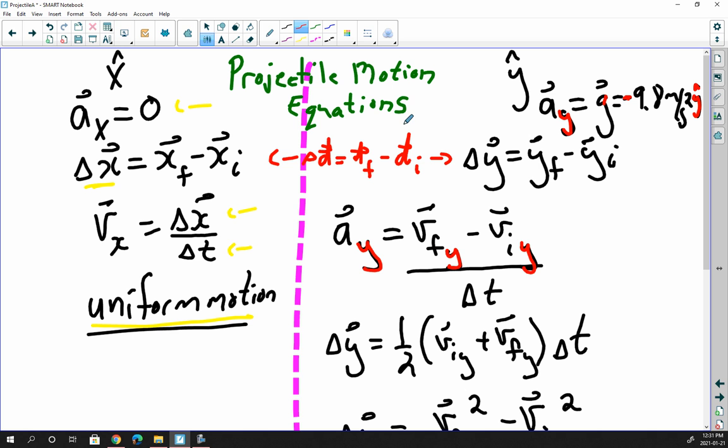all divided by time. The only thing that's in common to both sides of the ledger here, the x side and the y side, is time. Time is a scalar. There is no such thing as time x component, time y component. It's the same for both. As time goes by in one, it goes by in the other.